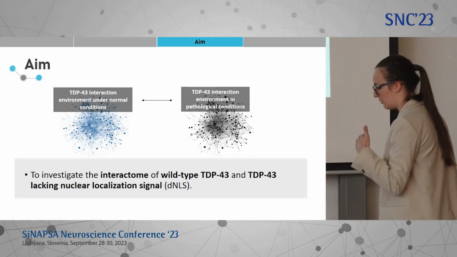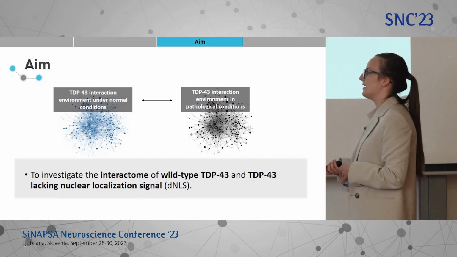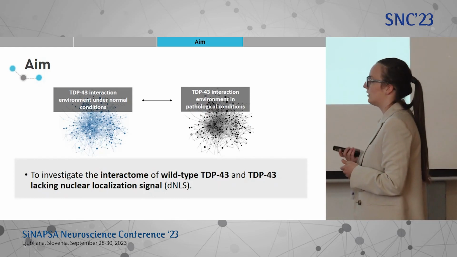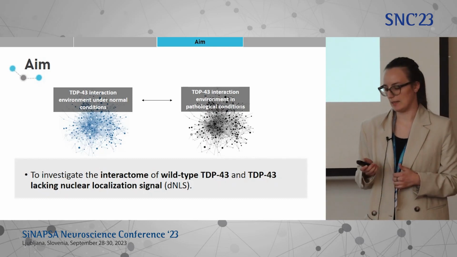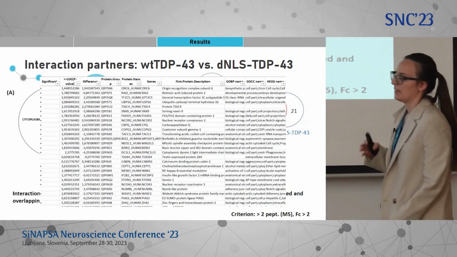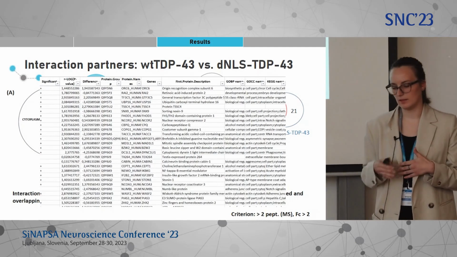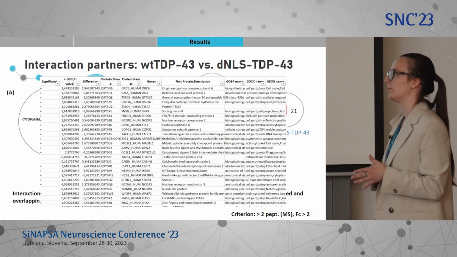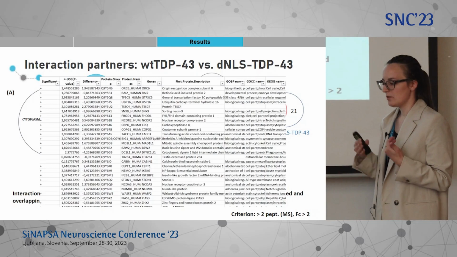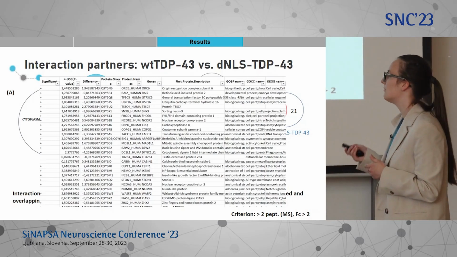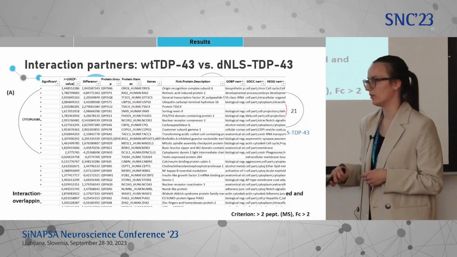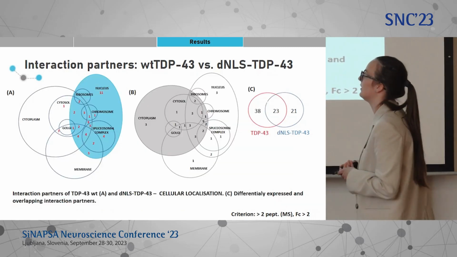This brings us to the core of our mission, which was to investigate the interaction of wild-type TDP-43 and TDP-43 lacking the nuclear localization signal, which mimics disease conditions. As I already said, we performed the BioID method, pulled down the proteins, and sent them to mass spec, and we got an extensive list of proteins. To make some sense of this data, we first performed bioinformatics and gene ontology analysis. Here are the results.